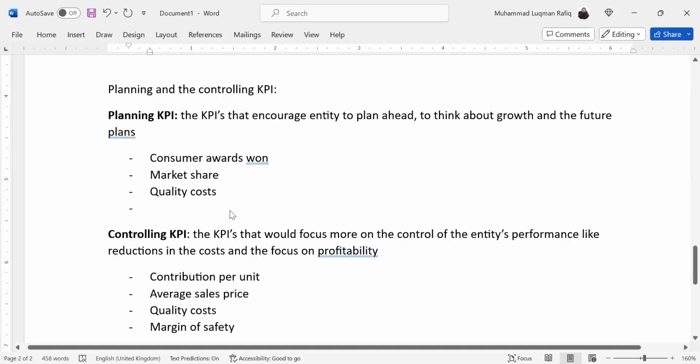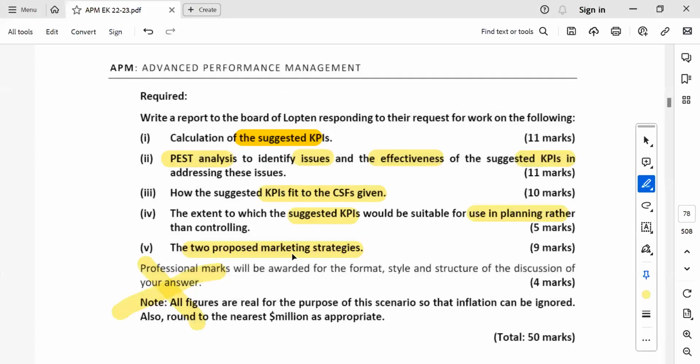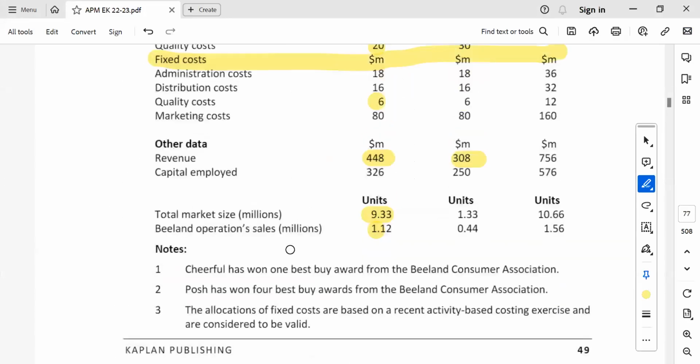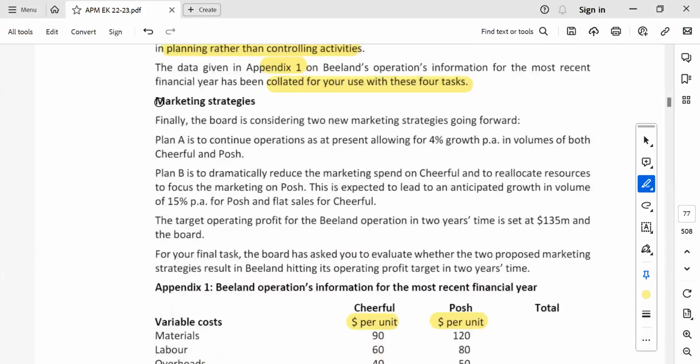Now, the last part of the question is the two proposed marketing strategies. Now, let's just try to see what he is talking about with the marketing strategy. Can you just go through this? And can you see what he is asking?